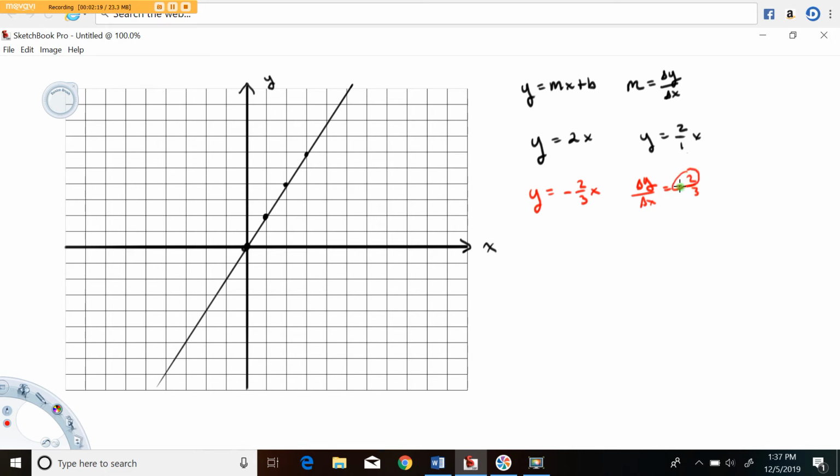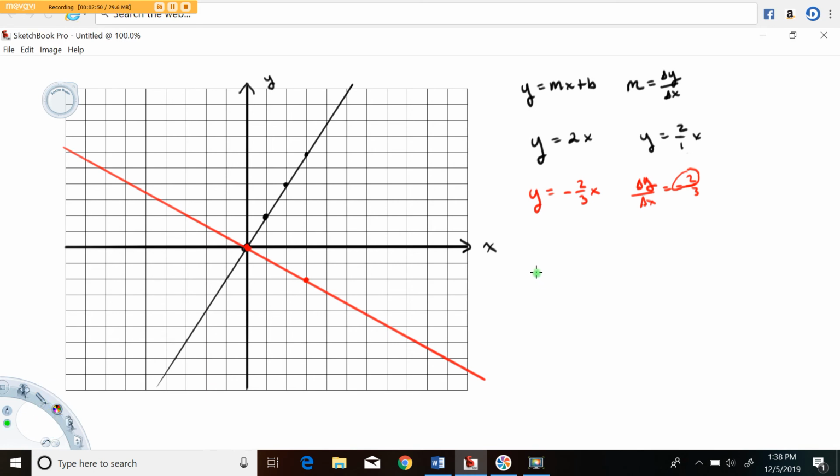So I think of this as negative 2 over 3, meaning that when we go right 3, we're going to go down 2. The first point was 0, 0. And then 1, 2, 3 to the right, 2 down, there's another point. Then you can connect the dots. It's not a perfect graph, but good enough.